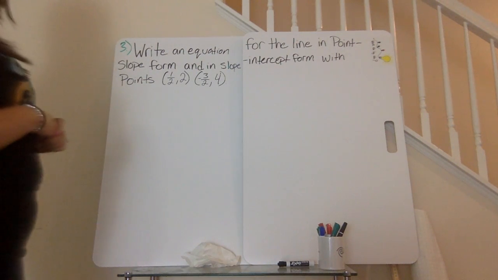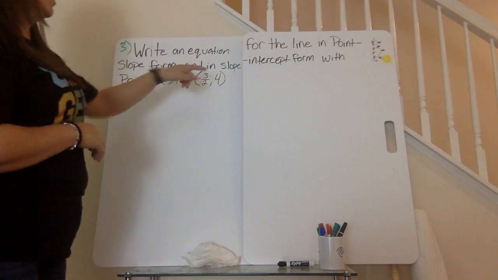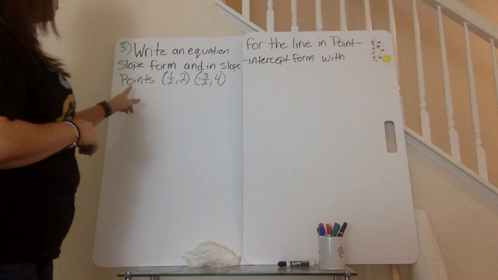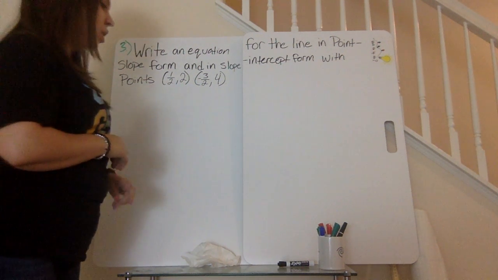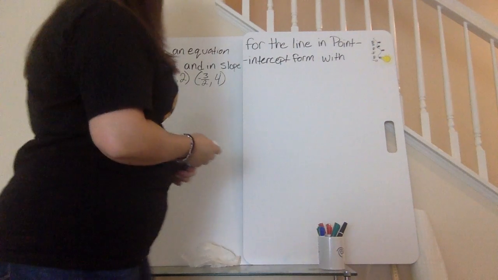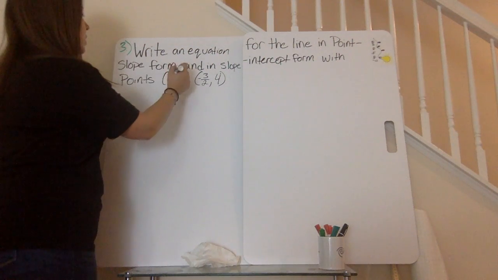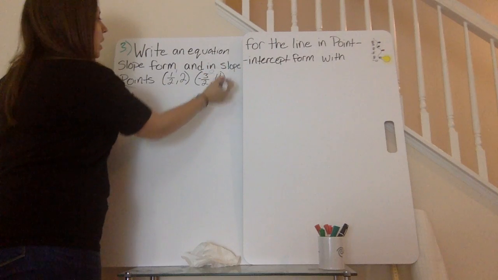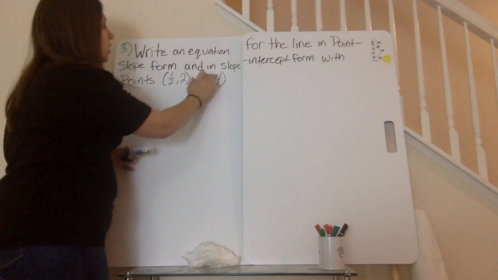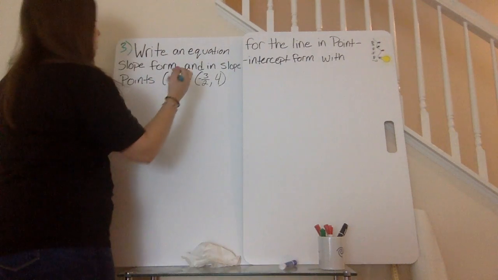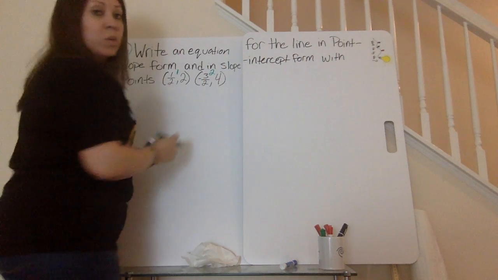All right, so question 3 is asking you to write an equation for the line in point slope form and in slope intercept form from the points 1/2, 2 and -3/2, 4. So the first thing that we're going to do is choose which one is going to be point 1 and which one is going to be point 2. I'm going to say this is going to be point 1 and this is going to be point 2, and you guys can't see that, so we're going to choose a different color. So let's choose this color. So this is going to be point 1 and this is going to be point 2.